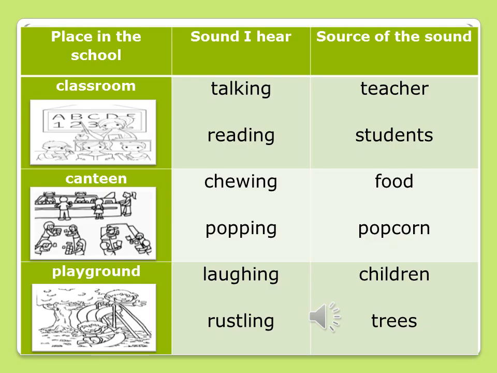In this slide, in this picture, this can help you as well with your homework now, okay? The 3 places, says here, place in the school, sound I hear, source of the sound, where it's coming from, okay? So, the classroom now, we're talking in the classroom. The sound you can hear, or the sound I hear, is talking. Who's talking? The source, the teacher. Reading, where's the source coming from? The place is from the students.